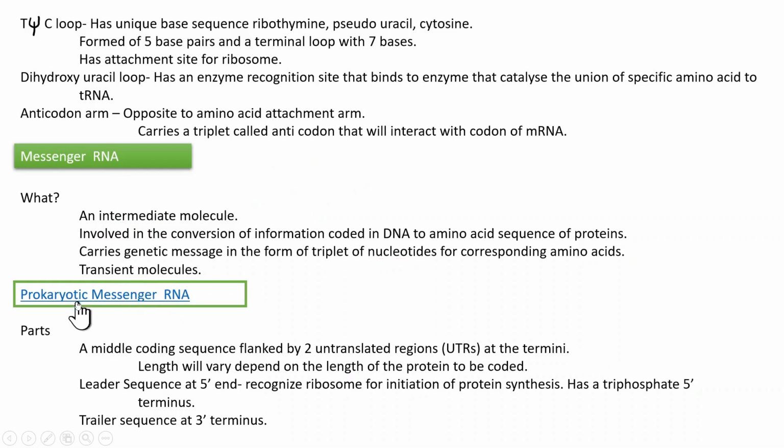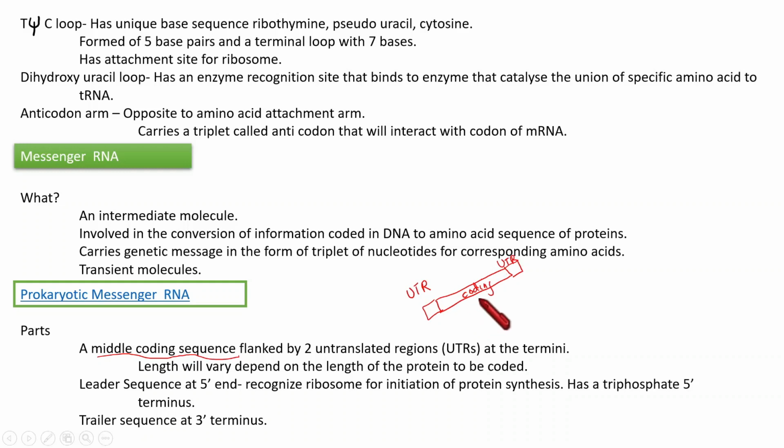Next, we are going to see the prokaryotic mRNA, or messenger RNA. Which are the parts of a prokaryotic mRNA? It is composed of 3 parts. First, I am going to explain the middle coding sequence. They present a middle coding sequence, and this coding sequence is flanked by 2 untranslated regions, which can be represented as UTR, at the 2 ends.